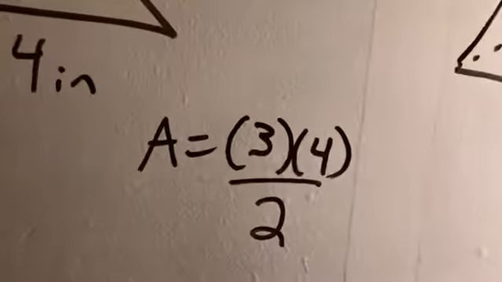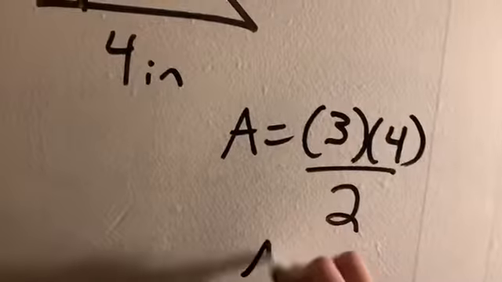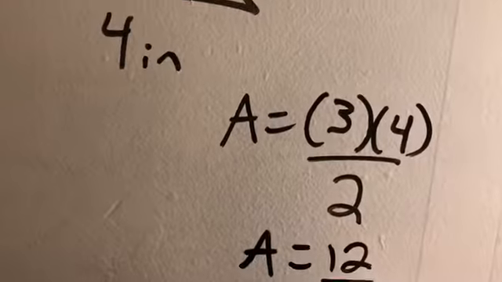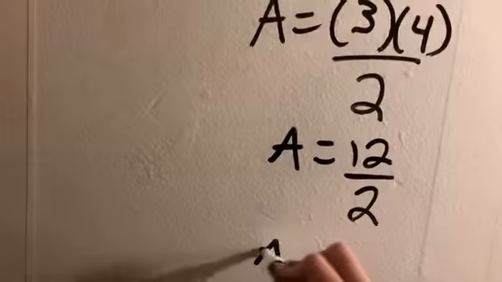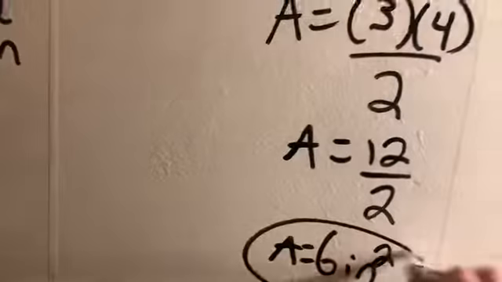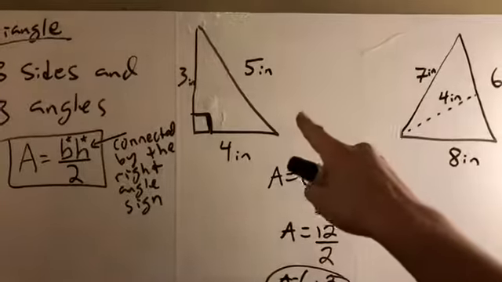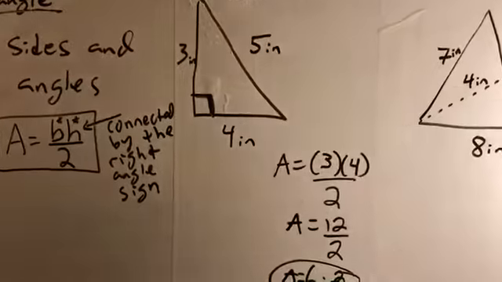Now this is just PEMDAS. Before we divide in a fraction, we need one number on top and bottom. 3 times 4 is 12. 12 divided by 2 would be 6 inches squared. So that means if we printed out 6 1-inch squares, they would fit in this triangle.